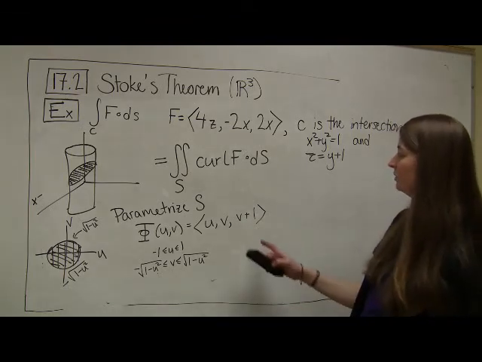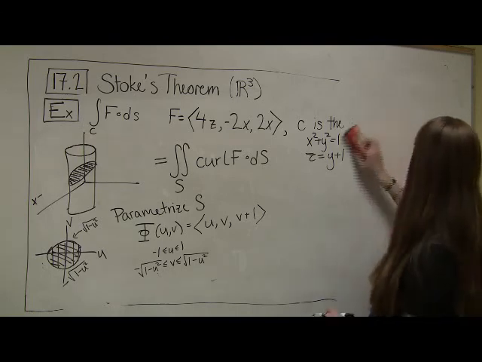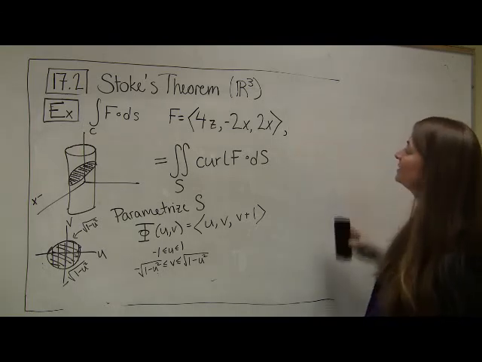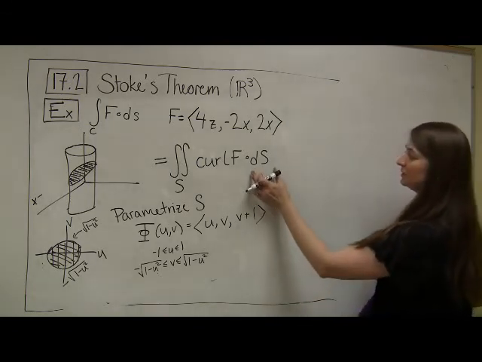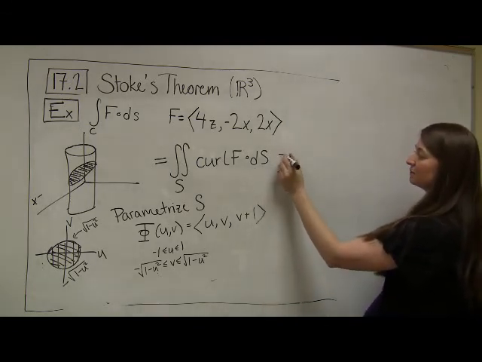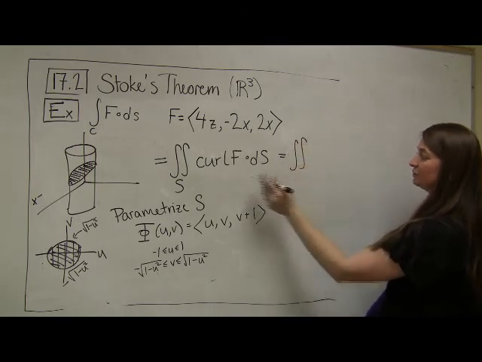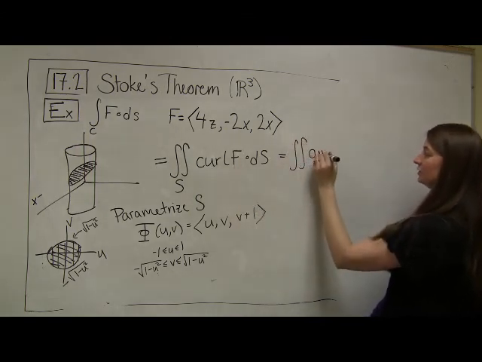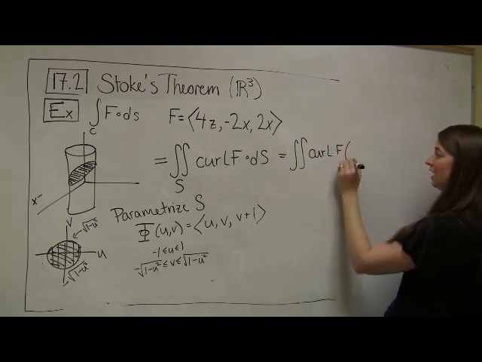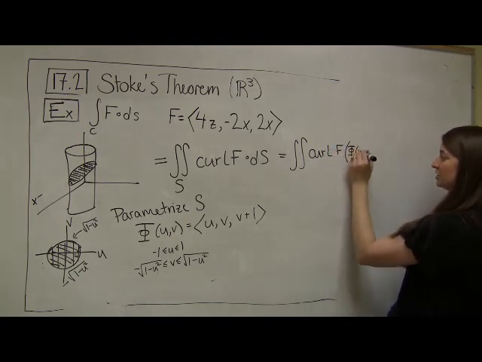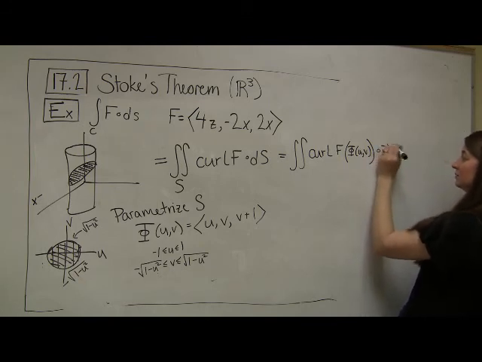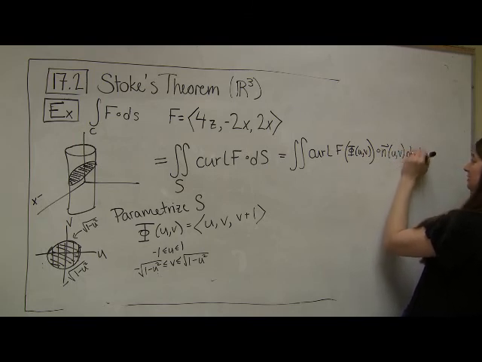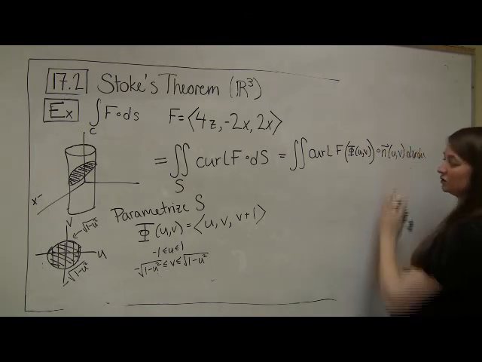So we parameterized S. That was the hard part. The rest of this now actually is pretty easy. There are a couple of things that we need to do though. Recall that in order to compute these surface integrals, we have to parameterize this. So I'm actually looking for the curl of f of our new parameterization, and then I have to dot that with my normal vector, dv du. What is our normal vector?